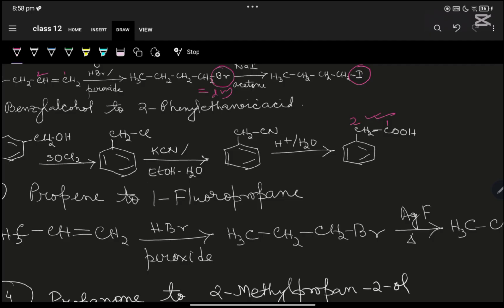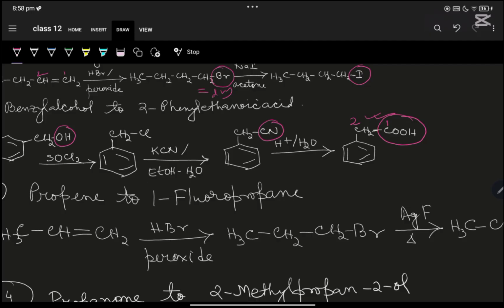So for this, what to do? What are the changes? Here OH is there, here COOH is there. So there is one carbon atom extra. Often when you need COOH, follow the hydrolysis of CN. Okay, so try to obtain CN and then do acidic hydrolysis, and then you will get COOH.